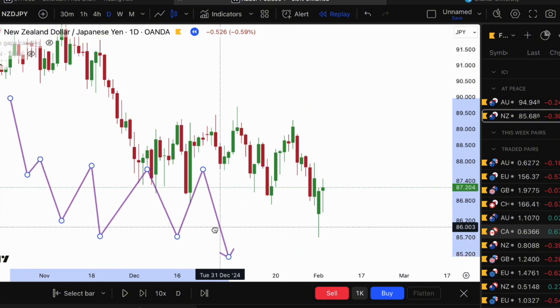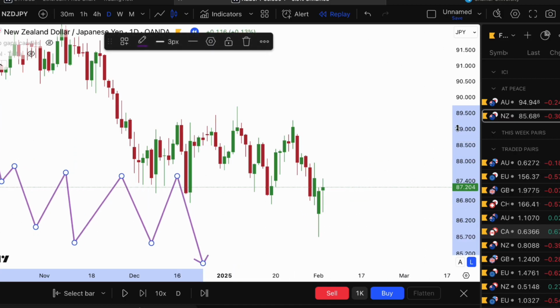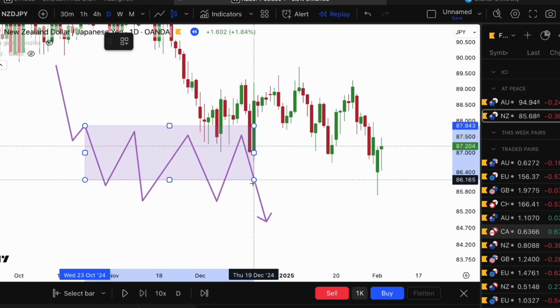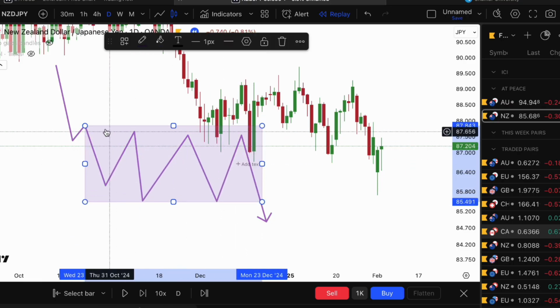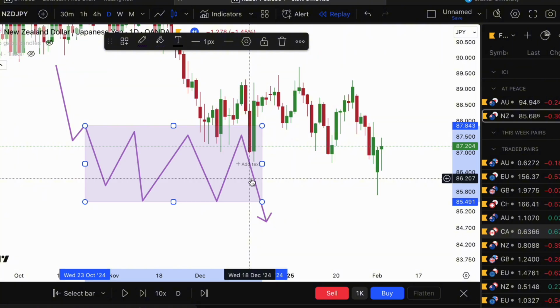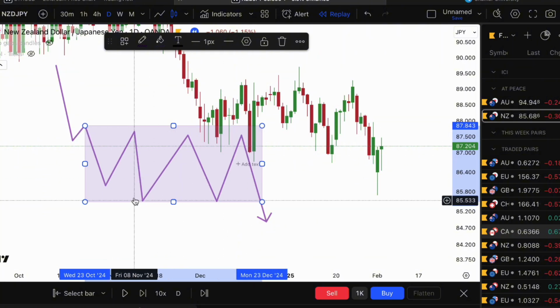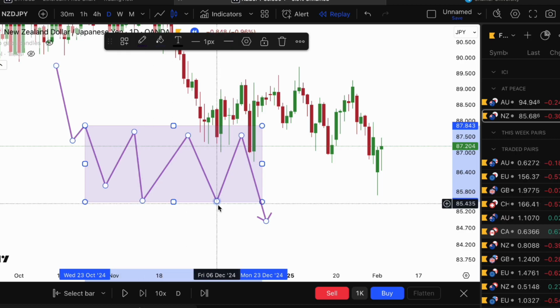So if I move this to the left, you can clearly see, even though it looks like a range, the price is moving between this price point and this low. So from left to right in a range, you still see prices forming lower highs and lower lows. So we are still in a bearish market structure.